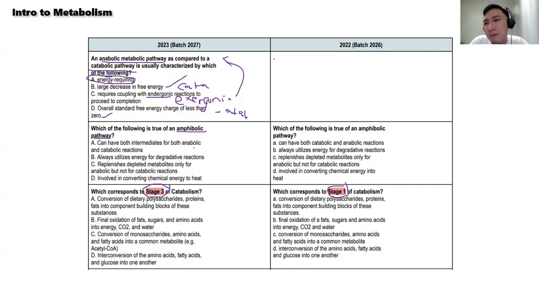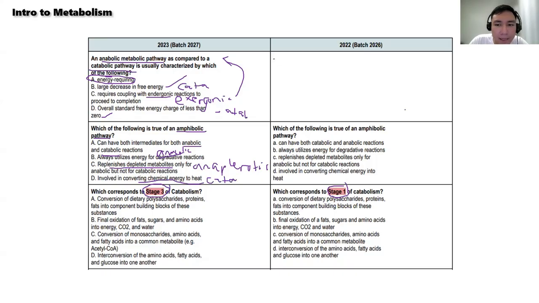Amphi, narinig natin to, amphipathic, di ba? Amphiphilic, amphi meaning both characteristics. So you have both characteristics of anabolic and catabolic reactions. Okay? Letter B, always utilizes energy for degradative reactions. No, this is for anabolic reactions. For building reactions, di ba? So hindi siya amphibolic. Replenishes depleted metabolites, this is an anaplerotic reaction. And involved in converting chemical energy to heat, this is catabolic.